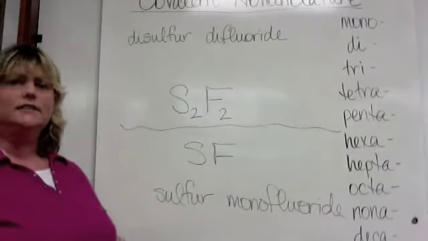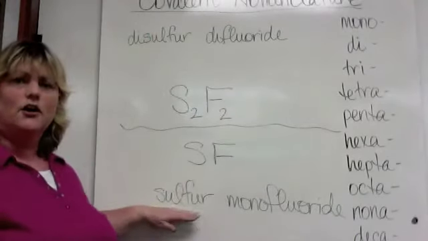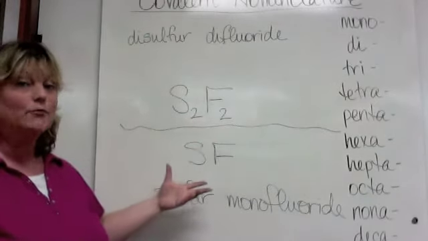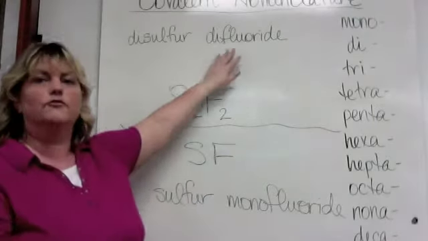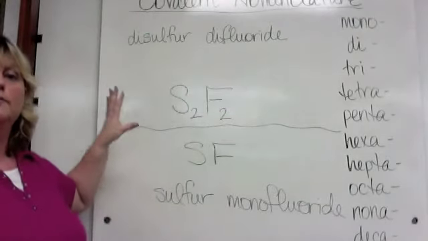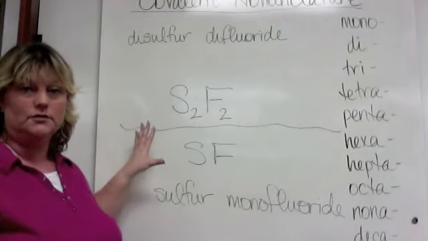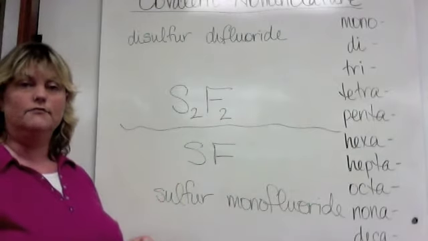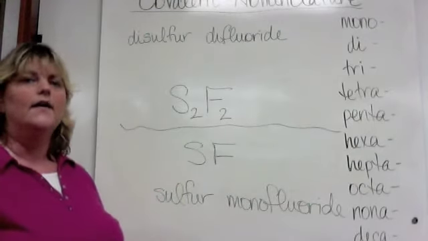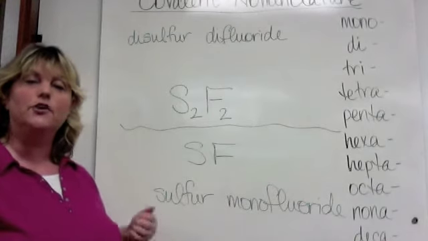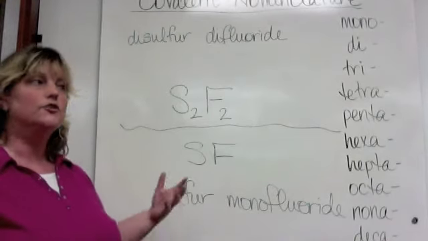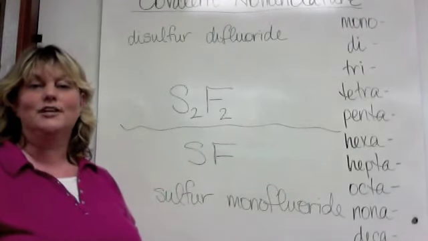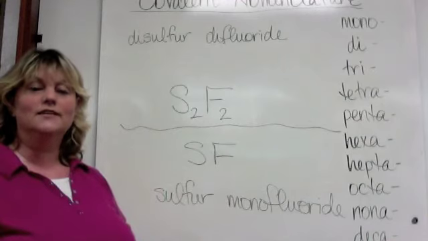And now you can easily see SF is called sulfur monofluoride, but S2F2, which is the same ratio, is called disulfur difluoride. 2 completely different molecules. So remember, do not reduce covalent formulas, only ionic. And that's why you have to ask yourself those questions at the beginning, so you know which set of rules to follow.